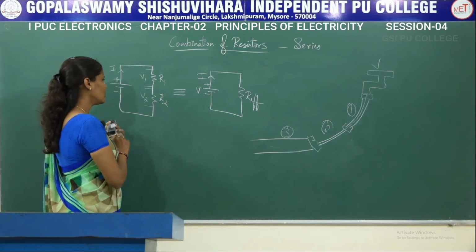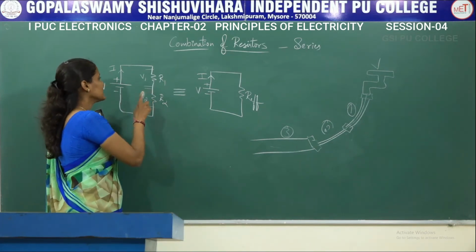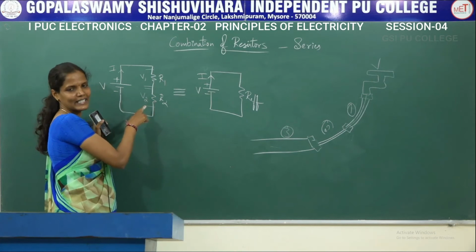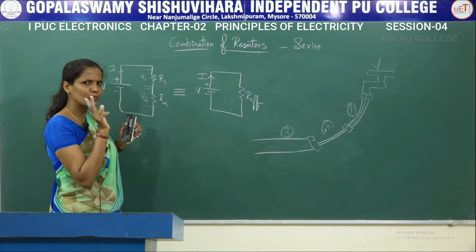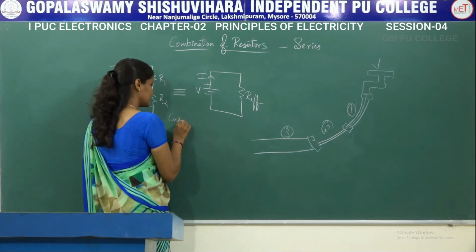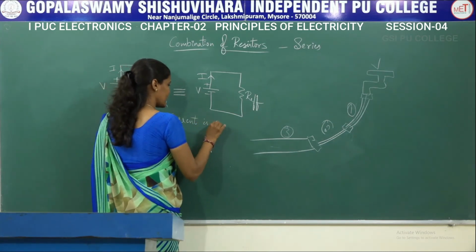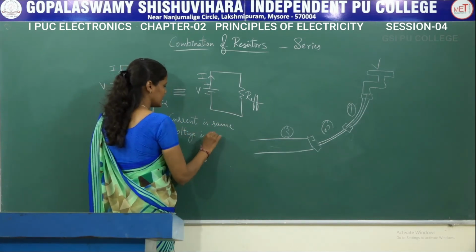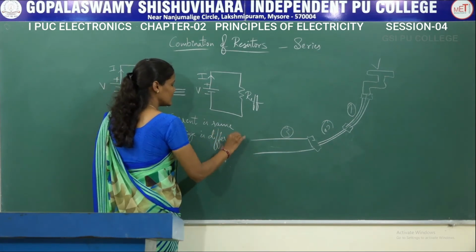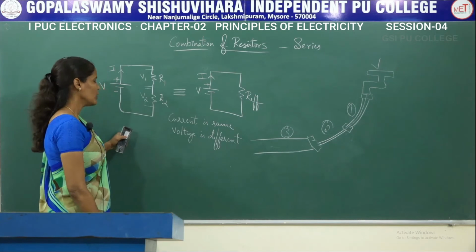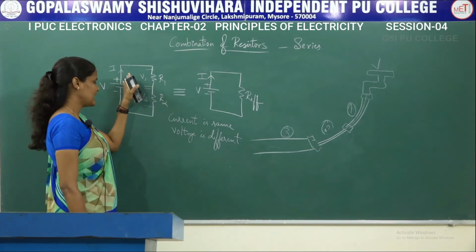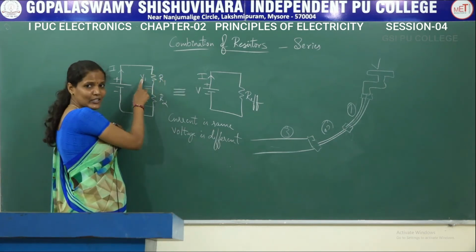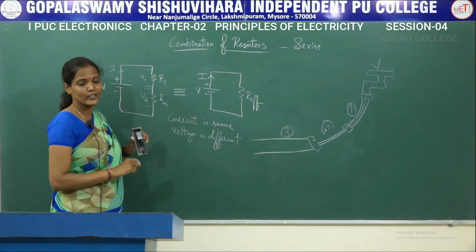Clear? So in the series combination, the current flowing through the resistors is the same, but the voltage across the resistors is different. You have to understand these two points very well. The current is the same whereas the voltage is different, in series combination. So the current flowing through resistor R1 is I and the current flowing through resistor R2 is also I. But the voltage across R1 is denoted by V1 and the voltage across R2 is denoted by V2.